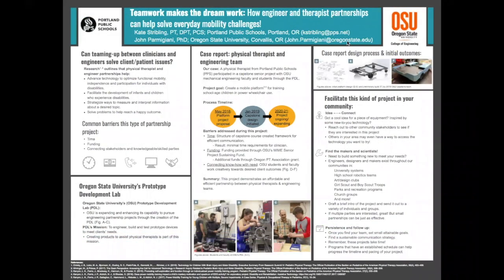Hi, everyone. My name is Kate Stripling. I am a physical therapist with Portland Public Schools in Portland, Oregon. And I'm presenting on behalf of myself and my colleague, Dr. John Parmigiani of Oregon State University. This is our poster, Teamwork Makes the Dream Work: how engineer and therapist partnerships can help solve everyday mobility challenges.